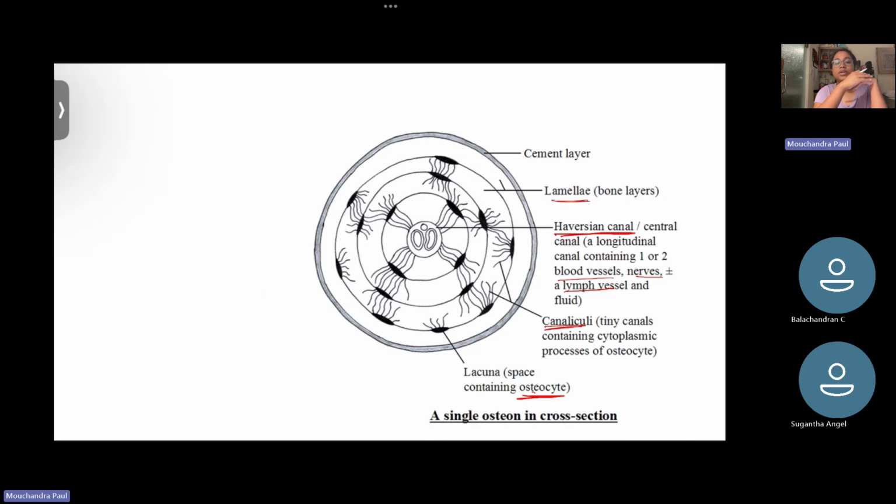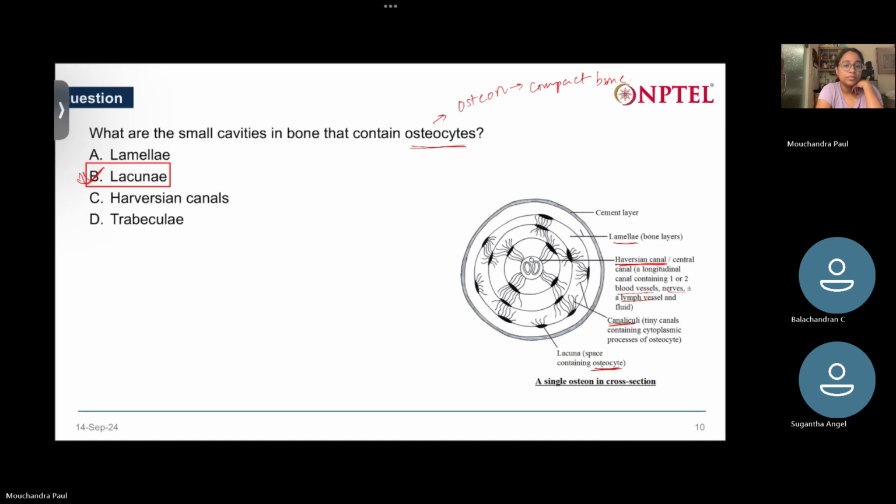Okay, so if you have understood the structure of the osteon and where the osteocytes live in the osteon, let me know, and if there are any queries, then also you let me know. Is it good? Yes, no? Yes, ma'am. All right, okay.